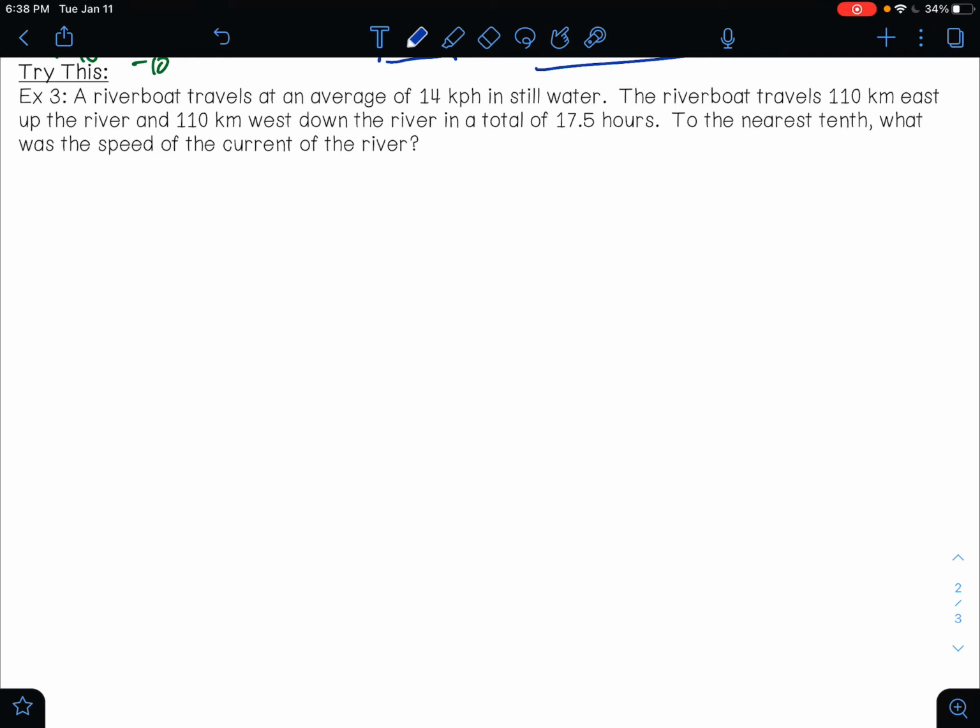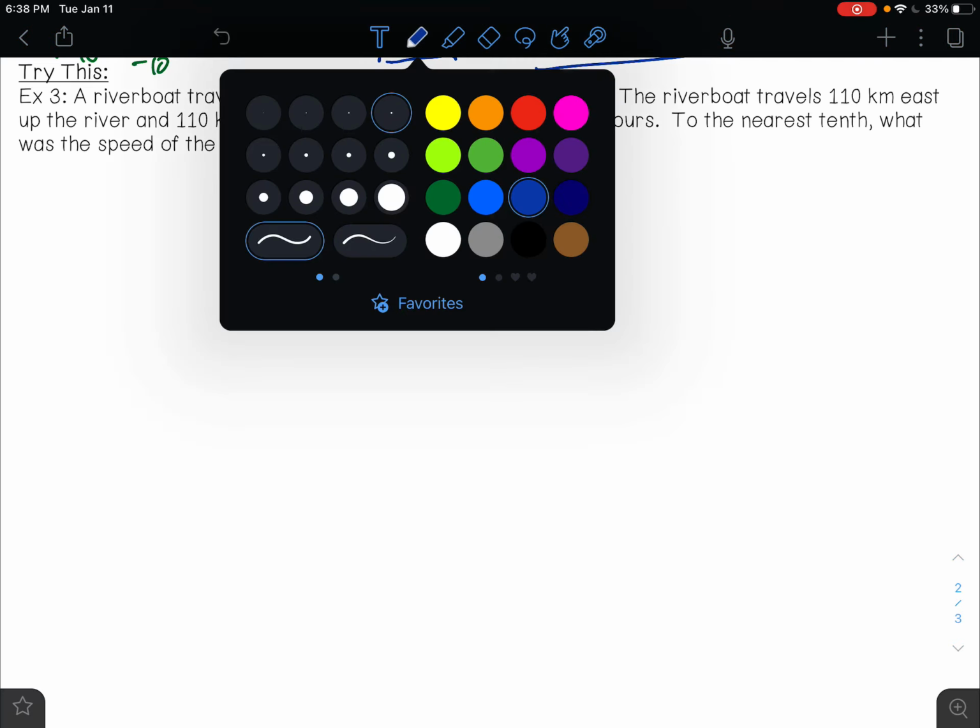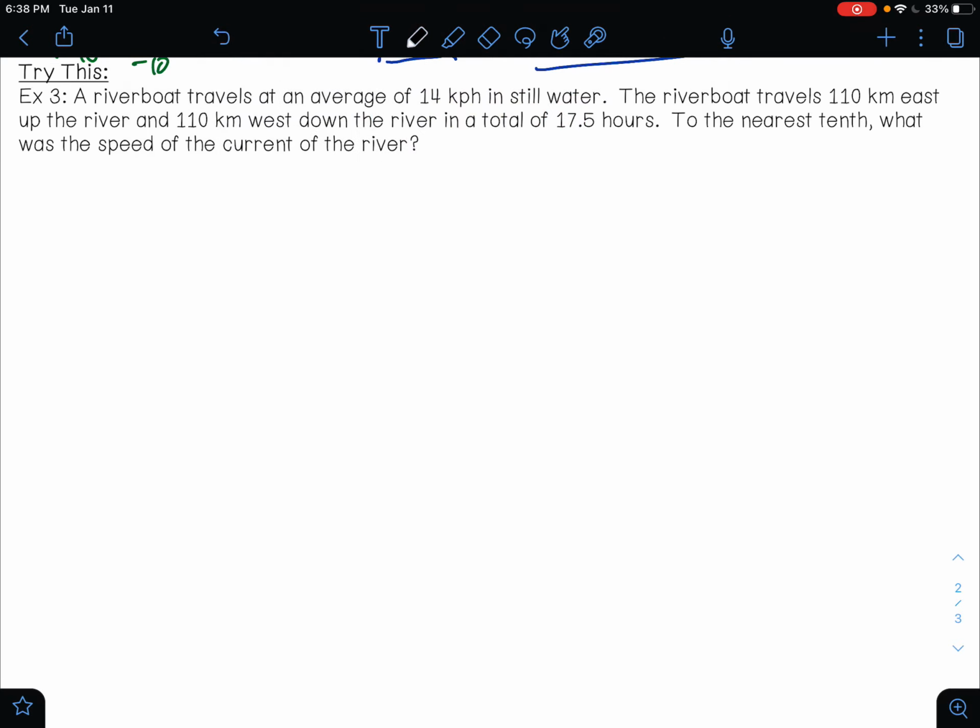On example 3, we have a riverboat that travels an average of 14 kilometers per hour in still water. The riverboat travels 110 kilometers east up the river and 110 miles west down the river for a total of 17.5 hours. To the nearest tenth, what is the speed of the current of the river? All right, so we have upstream and we have downstream.